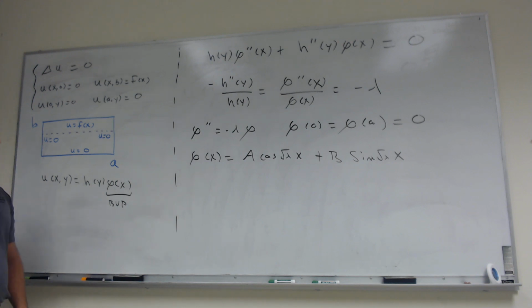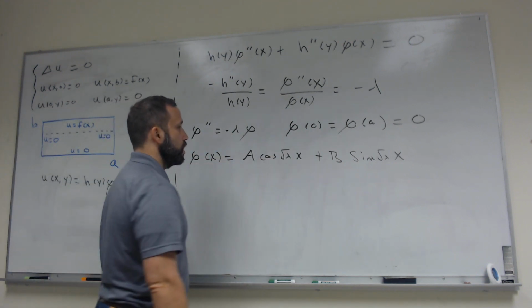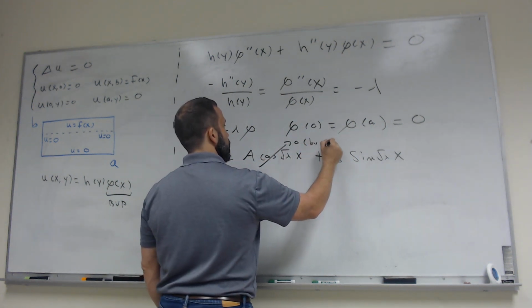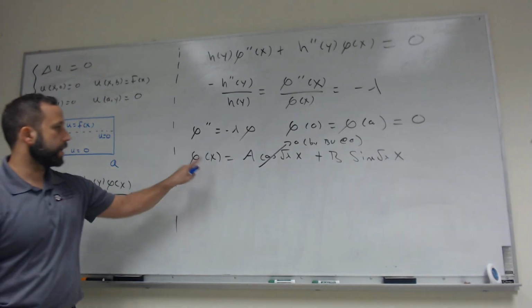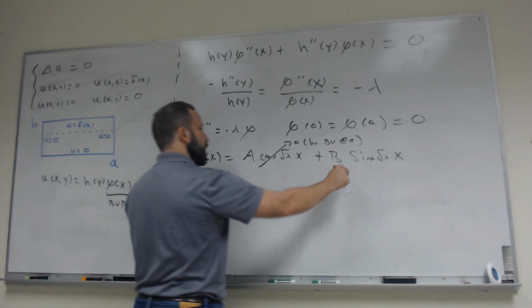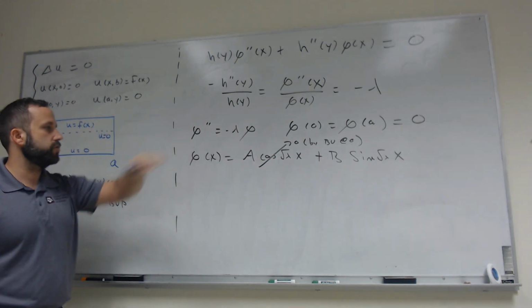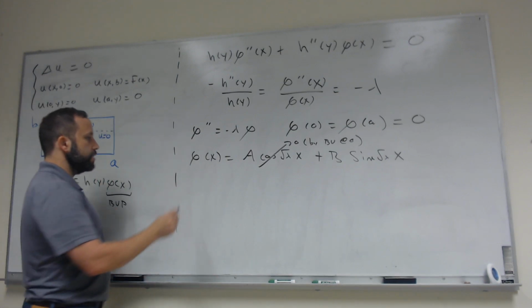And now we're going to use our boundary values. The boundary value at 0 tells us that this is going to be equal to 0. You plug in 0 here, you get 0 on the left-hand side, and on the right-hand side, that term is 0, this factor is 0, so you're just left with a, so therefore a is equal to 0. Now for the boundary condition at a, it's going to be a little trickier.